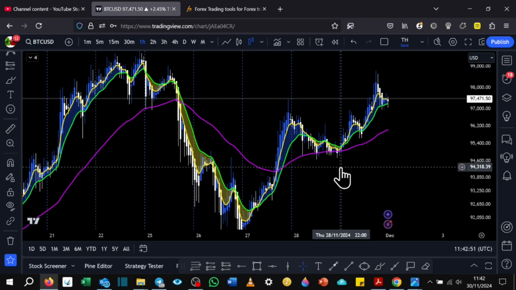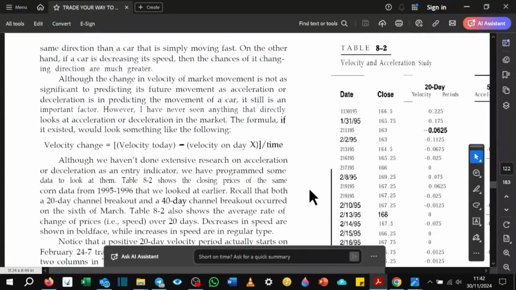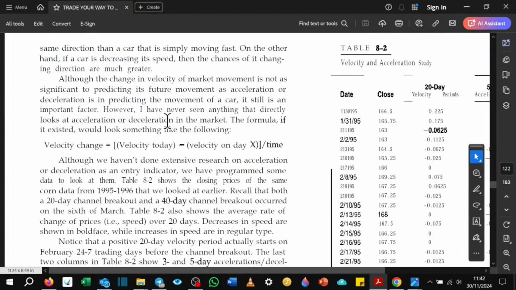I always look to improve the strategy. I'm also halfway through reading Trade Your Way to Financial Freedom by Van K. Tharp. I'm on page 122. Very, very good book. I will be supporting the author and purchasing this book in the near future. At the moment, the price is quite expensive, but yeah, so far so good.